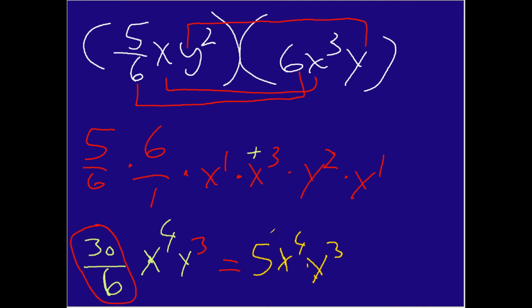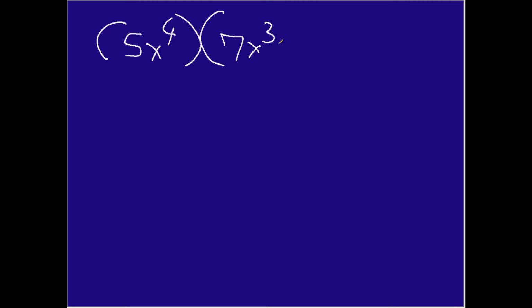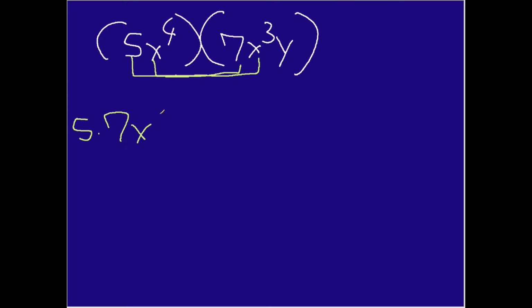We're going to do one last example, make sure things are nice and clear so that there's no confusion. So this time we have 5x to the fourth times 7x cubed y, like so. Again, you guys probably know the steps by now. We're going to first deal with this guy right here. So 5 times 7. I'm sure you know what the answer is to that. And then right here we have x to the 4 times x to the third. And then it looks like this time we only have the one y.